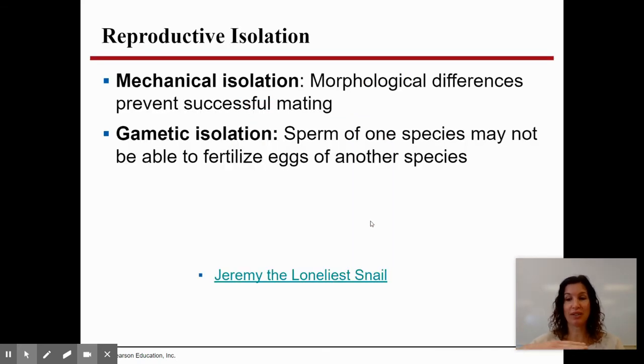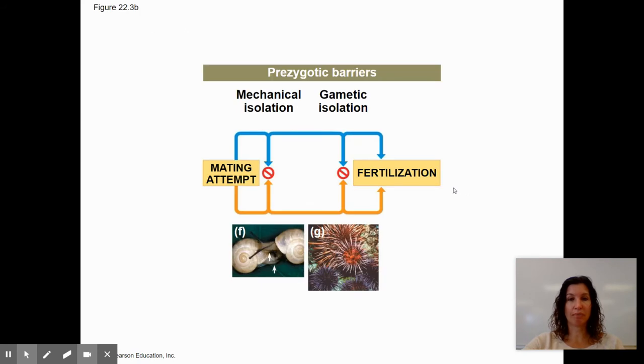I have a video to show you, but we will do that during one of our Zoom sessions. All right, so those are the last two pre-zygotic barriers.